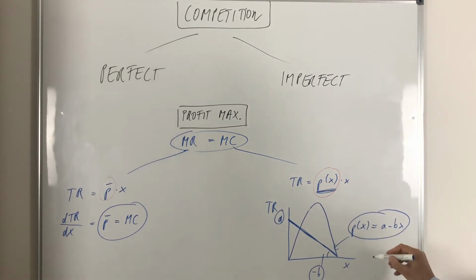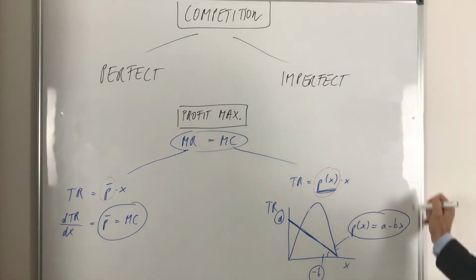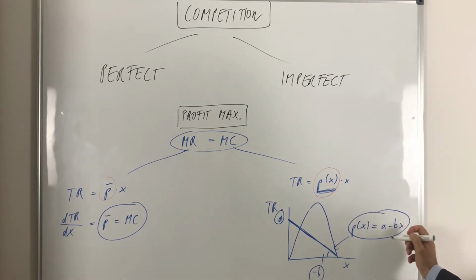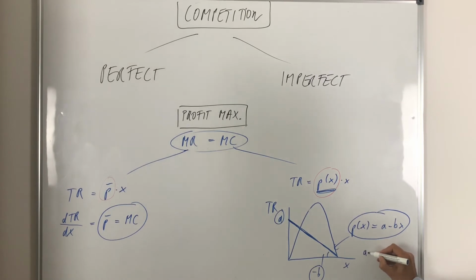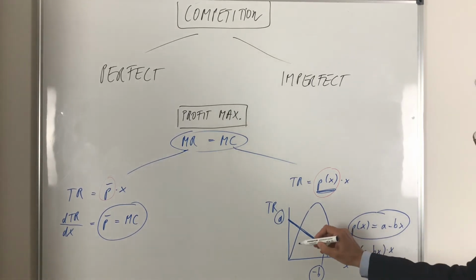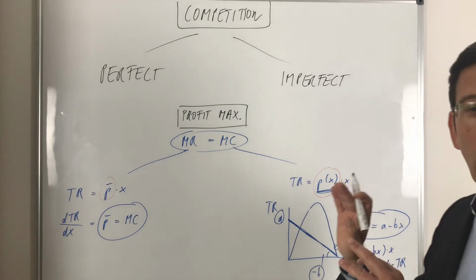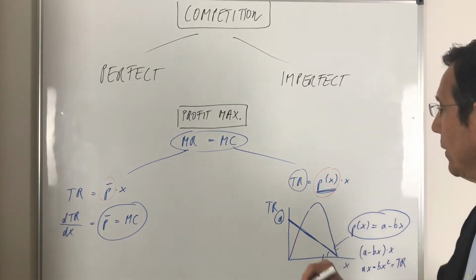And if we multiply P of X with X, then this yields, why don't we do that? A minus bx multiplied by x yields a times x minus bx squared, which is then the total revenue function, and that's an inverted U-shaped curve due to the minus right here, and it looks like that. So that's the total revenue function.